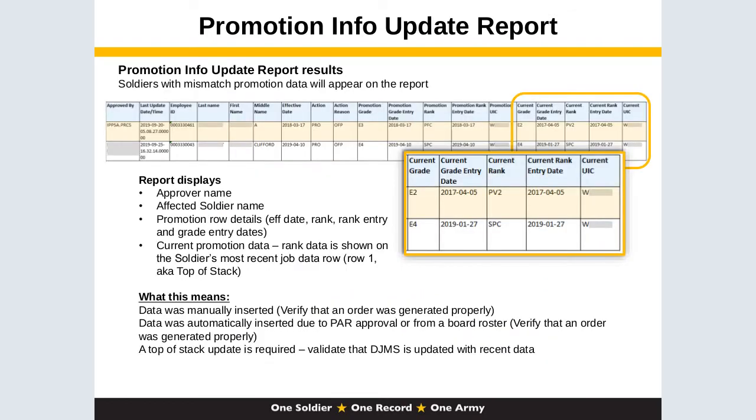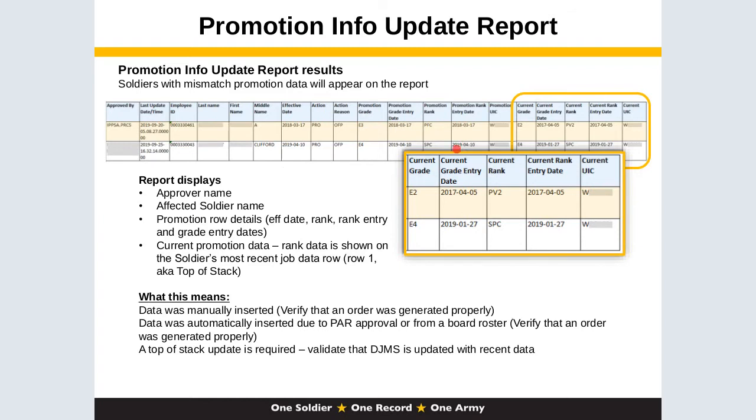Here's an example of the results that you will see. Please note that a lack of results may mean that there are no mismatches for the UIC that you selected to search on. As a quick overview, this report tells you who approved the transaction. The first line shows IPPS-A, which means it was generated through an automated process, for example, it may have come out of a board. I edited out the name of the leader who approved the second transaction, and that could have been made through a PAR or maybe direct manual entry into job data. The report also shows the soldier information that the promotion was processed for, as well as the new rank and grade data.